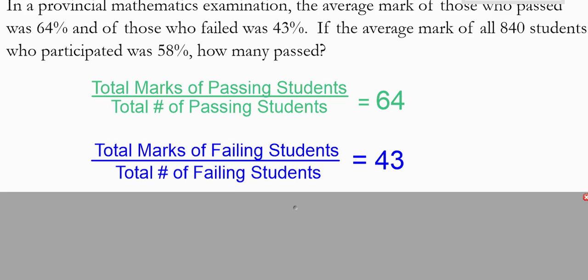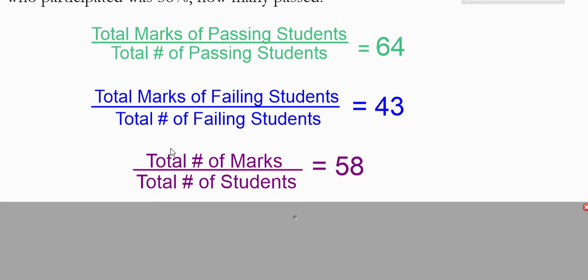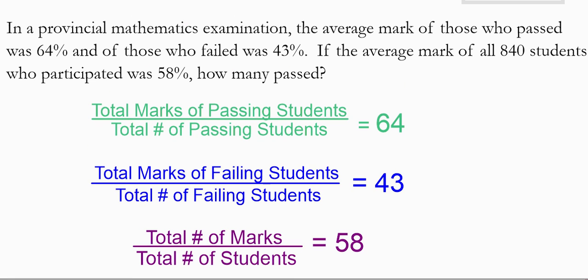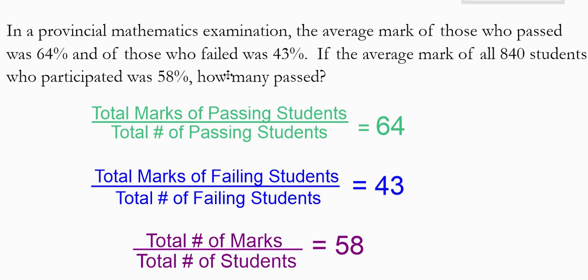And then the third calculation implied is that the total number of marks of all students divided by the total number of students is 58, because that's the overall average. So those are the three average calculations that are suggested in the word problem. And the only piece of information I have in the words is the fact that there were 840 students. So that number I can add here. Total number of students is 840.